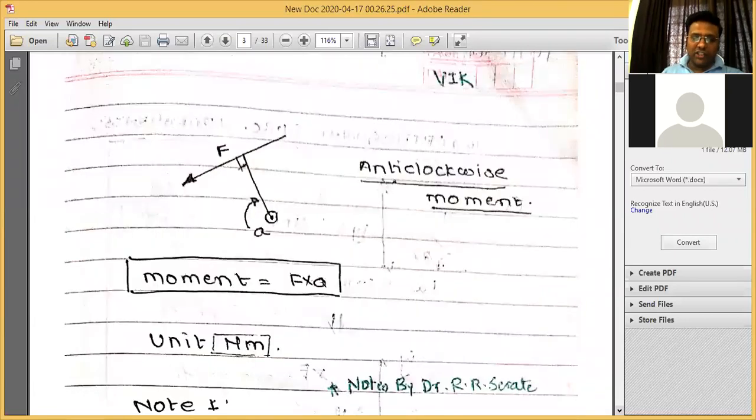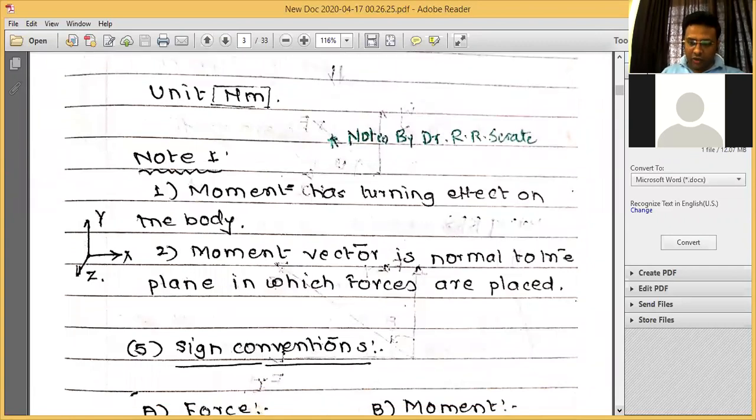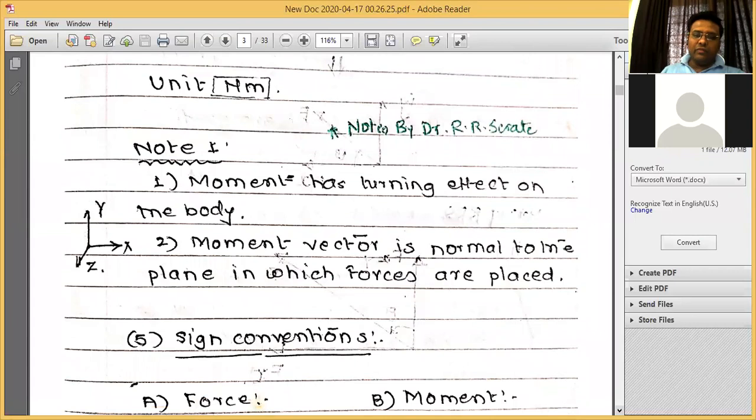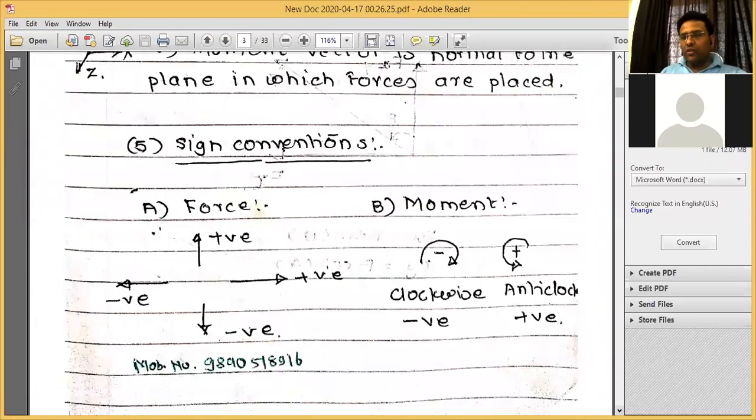and it has the unit Newton meter. Then we have seen some small notes: moment will give a turning effect to the body. The moment vector is always normal to the plane in which the forces are placed. Then we have seen the sign convention. If the force is going towards the right, it will be positive, left will be negative, upward will be positive, downward will be negative. Clockwise moment will be negative, anti-clockwise will be positive.